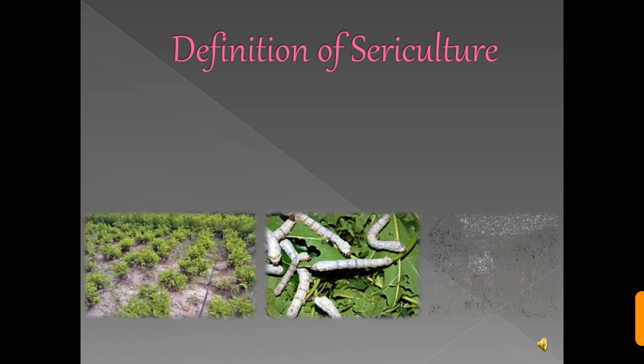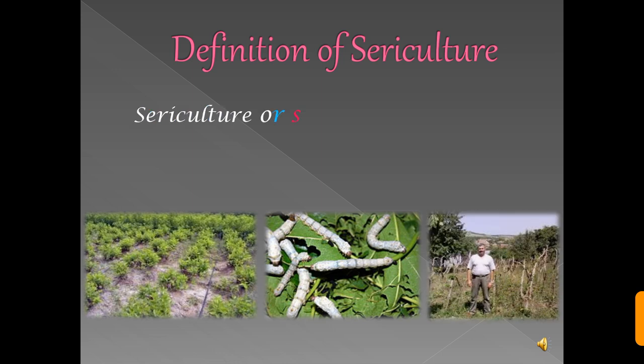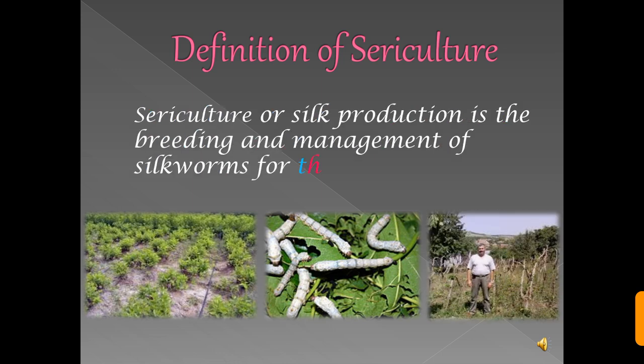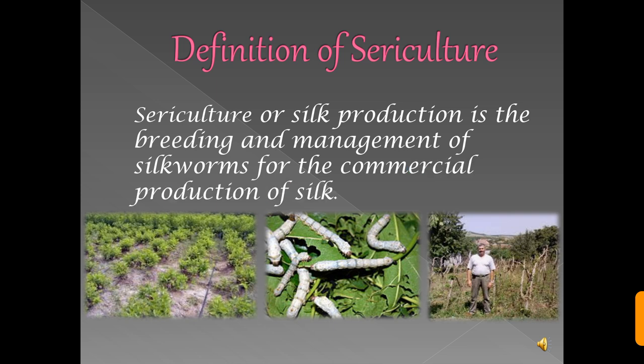Sericulture is the cultivation of silk through rearing of silkworm. It is an agro-based industry. In other words, sericulture or silk production is the breeding and management of silkworms for the commercial production of silk.